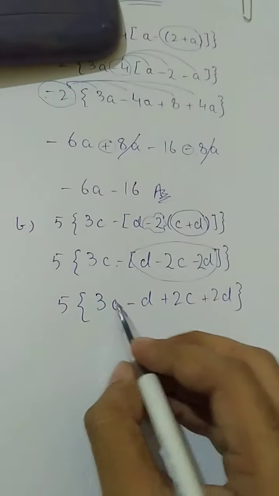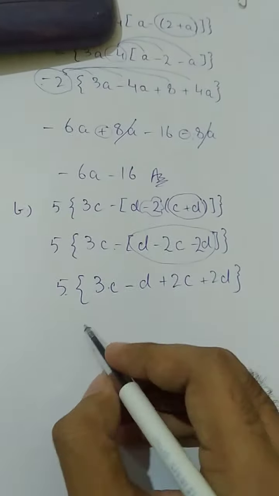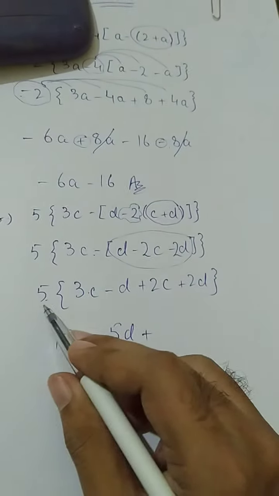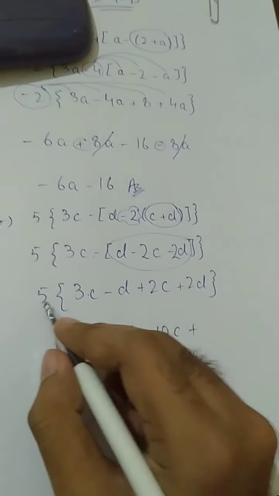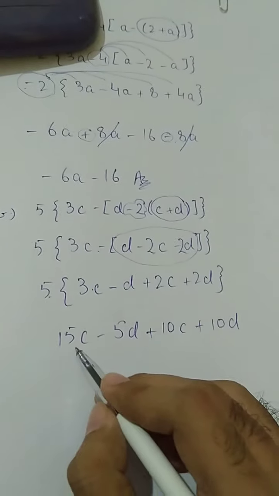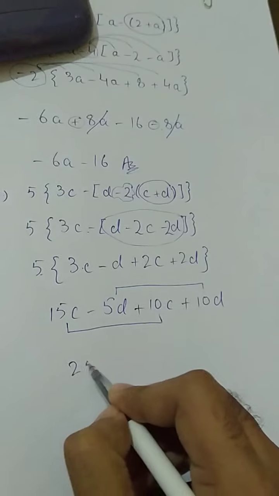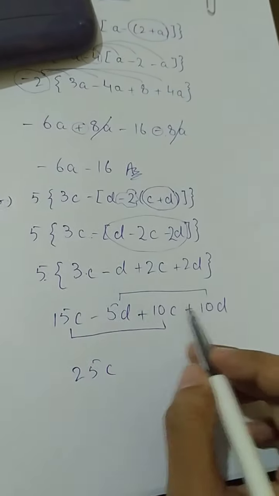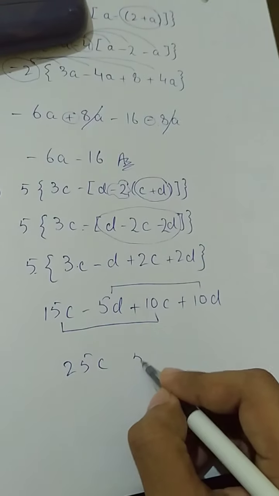Now the curly bracket: 5 will multiply with all of them, because 5 is the value which is immediately outside the bracket. So 5 with 3c, 5 times 3 is 15c, plus minus 5d, plus 5 times 2 is 10c, and then plus 5 times 2d is 10d. So add the values with the same variable together. 10c and 15c will add, it will be 25c. Then again plus minus, the operation will be subtraction. 10 minus 5 is 5d.